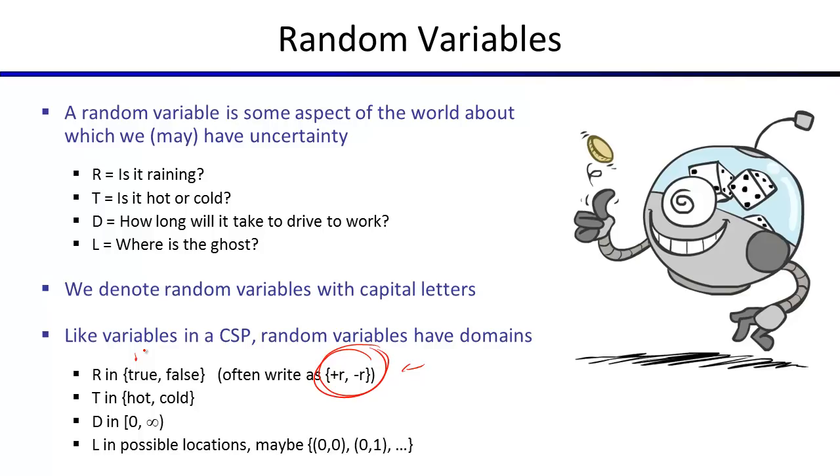Driving time could be continuous. Interval, the domain could be an interval. We're not going to deal with that. We're going to deal with discrete random variables, but similar ideas apply to continuous random variables. Location, what's happening here is that the random variable takes on a pair of values. So there's an x coordinate and a y coordinate, and together they form that random variable.